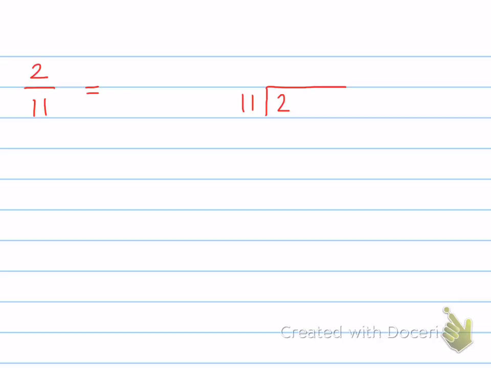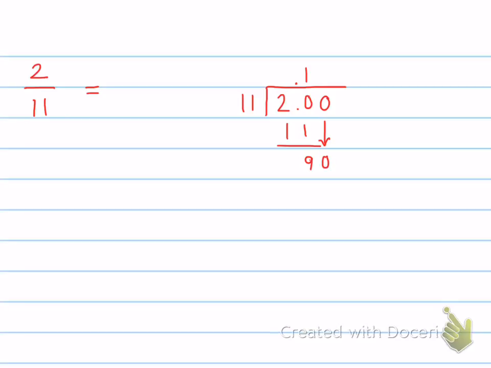11 doesn't go into 2, so I add a decimal into my problem and into my answer, and I add a 0. So 11 goes into 20 one time. That's 11. Subtract, I get 9. Still have a remainder, so I'm going to add another 0, bring it down.